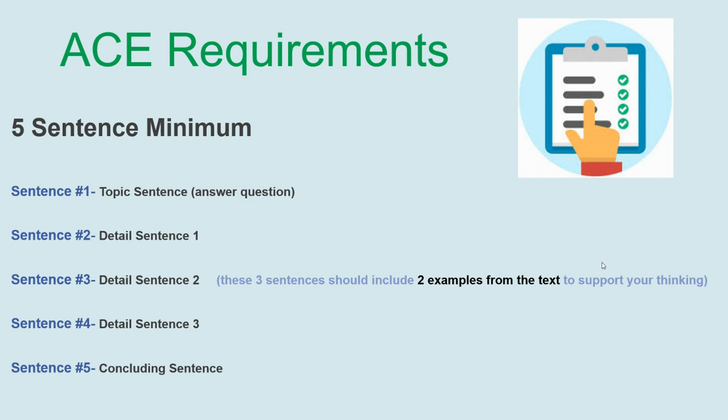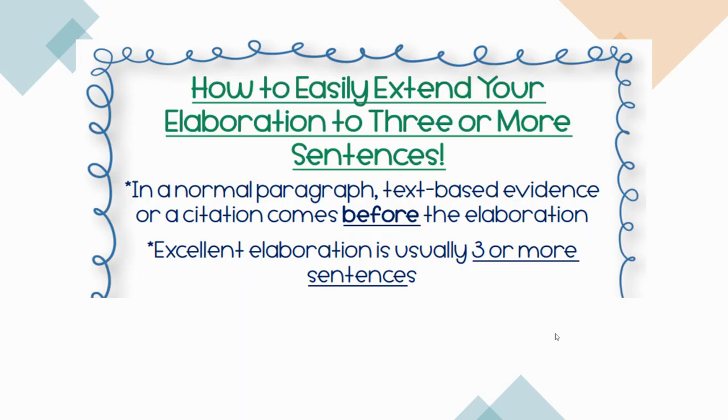Your sentence 1 should be your topic sentence. This is where you answer the question. Sentences number 2, 3, and 4 are detail sentences. These 3 sentences should include 2 examples from the text to support your thinking. And then sentence number 5 is your concluding sentence, where you wrap up what you were just discussing in your paragraph. You can easily extend your elaboration to 3 or more sentences.